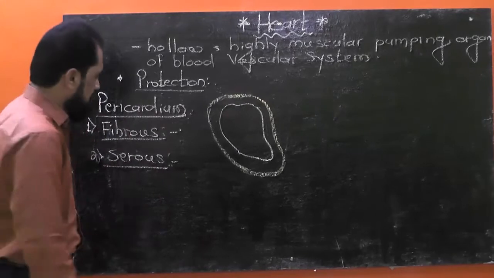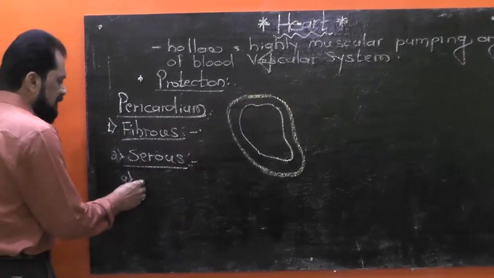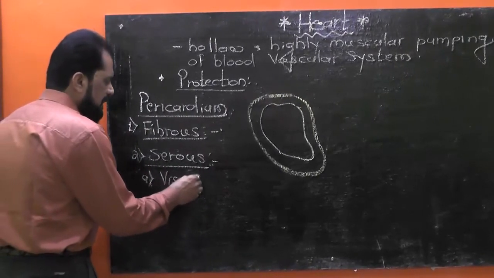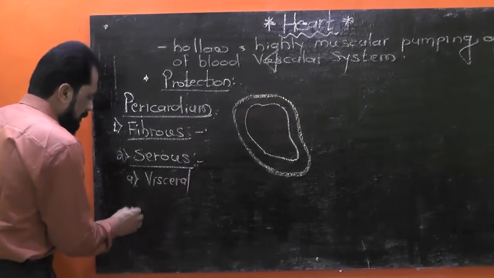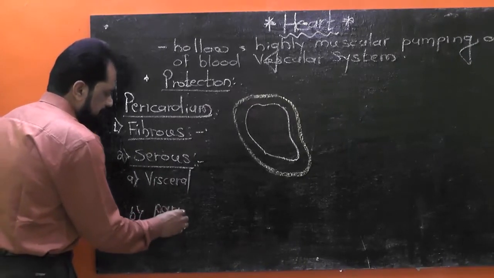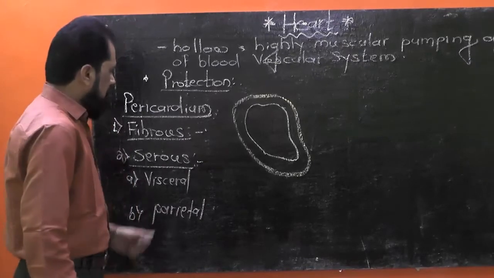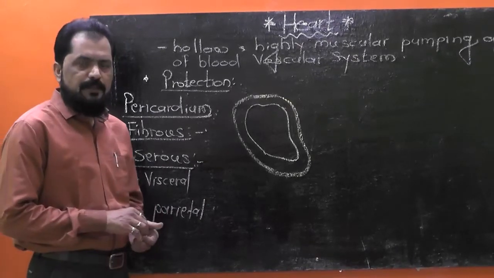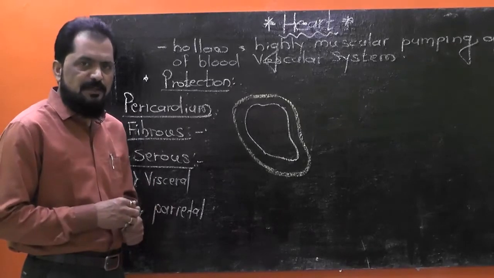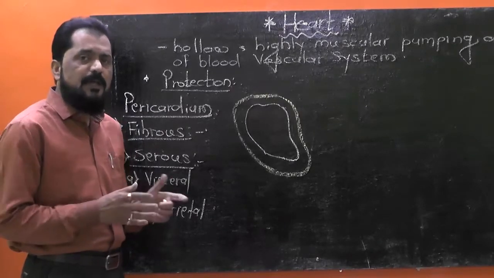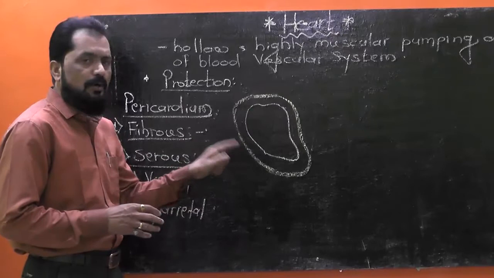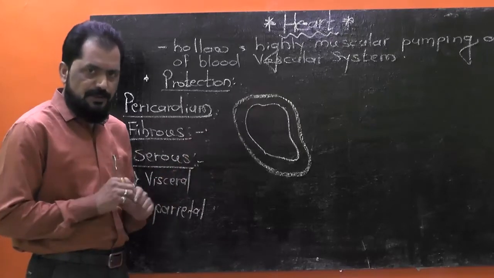The two sublayers are the visceral pericardium and parietal pericardium. Visceral and parietal pericardium. Visceral pericardium is inner, thin and lies very close to the wall of heart. Let me show in the diagram.